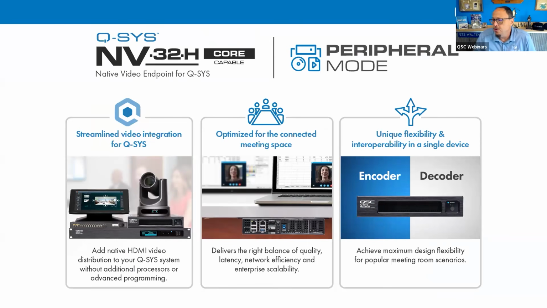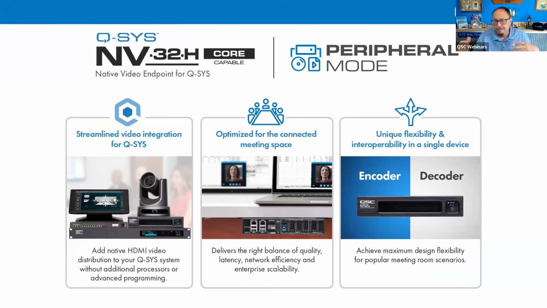So the NV32 is streamlined for integration with Q-SYS. Anything that's in the Q-SYS platform line, we natively add HDMI, and we're able to draw that. We only use Q-SYS Designer. You drag these components into Q-SYS Designer. Now it's part of your audio system, your video system, and your control system.